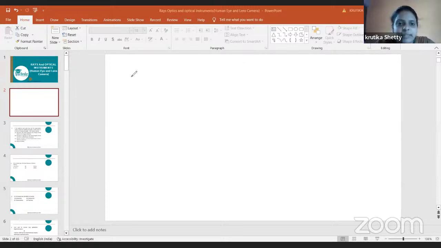One more point we will discuss, that is the defect of the eyes. So in the defect of the eye we will study the 4 cases, like we have myopia, then we have hypermetropia and we have astigmatism. Okay, so these are the 4 defects which we will study here. So what is myopia, hypermetropia, astigmatism? We have the questions based on this.